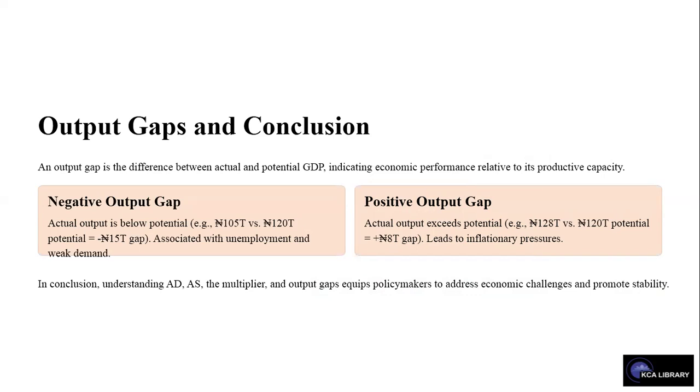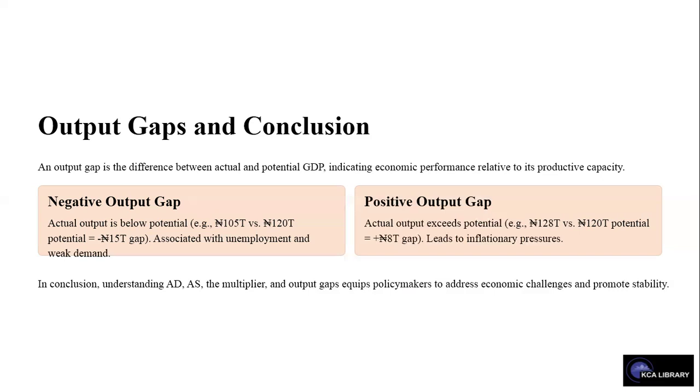For the positive output gap, the actual output exceeds potential. For example, where we have 128 trillion actual and 120 trillion potential, we have a positive gap of 8 trillion naira, and this leads to inflationary pressure.